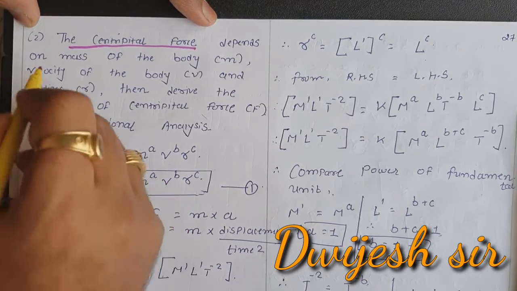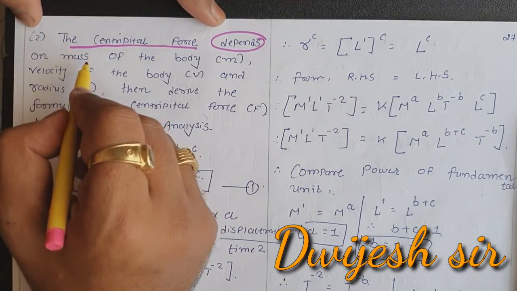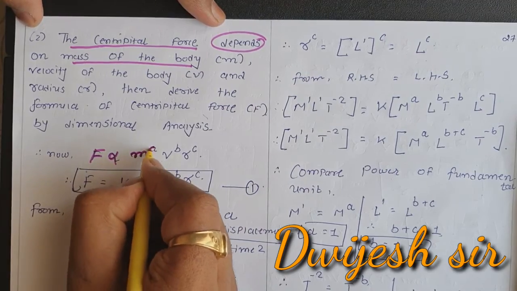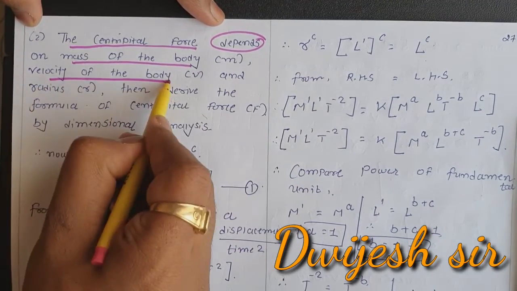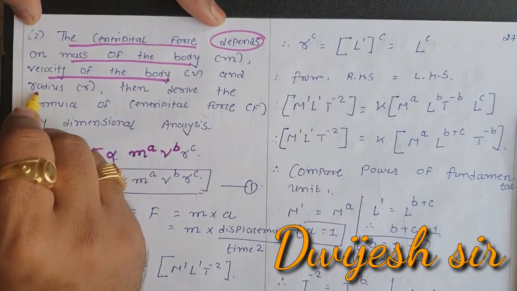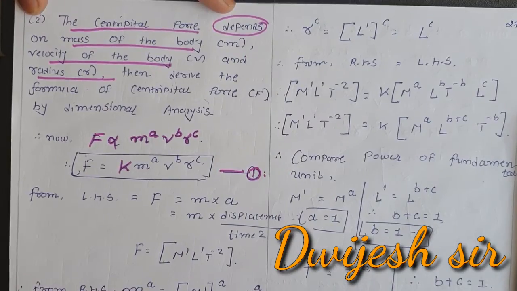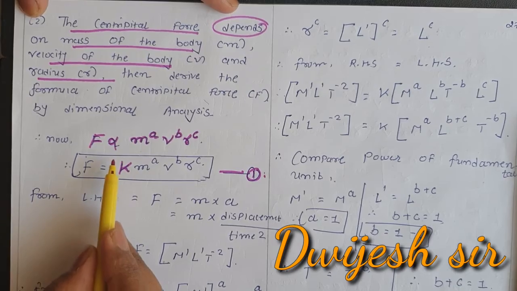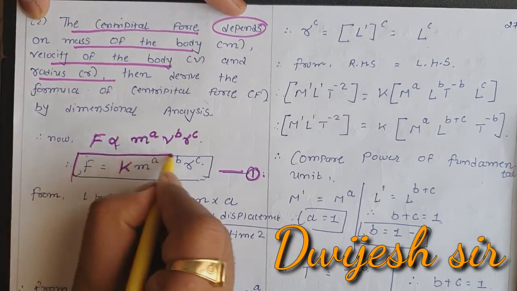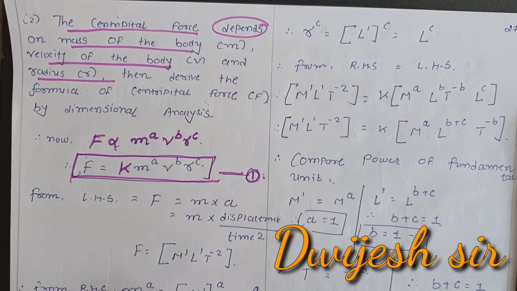It is directly proportional to, because it depends on, the following parameters. First is the mass of the body, m to the power of a. Velocity of the body, v to the power of b, and the third one is the radius, r to the power of c. Understood? Now if we remove the proportionality, we have to put a constant k. So our equation will be F equals k m to the power of a, v to the power of b, and r to the power of c.